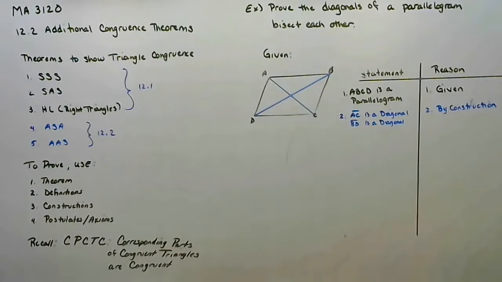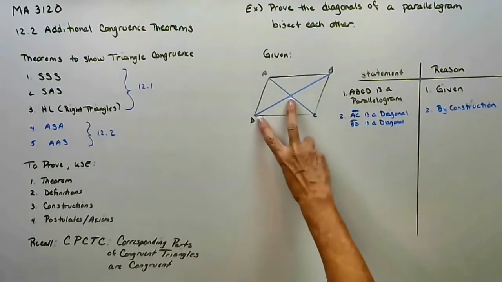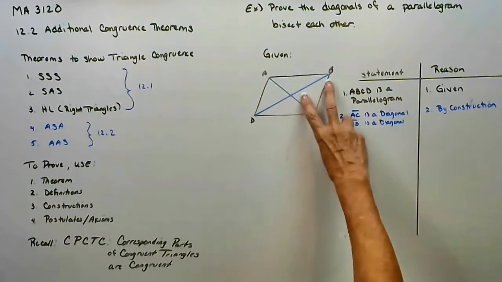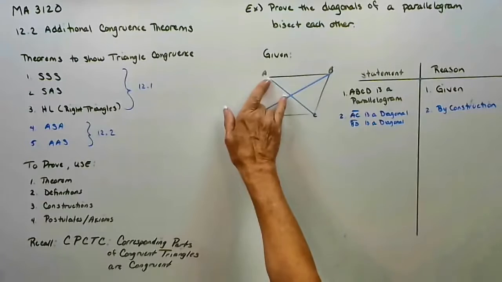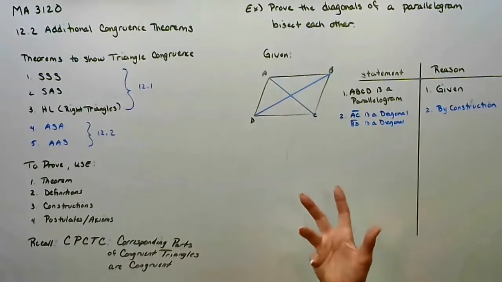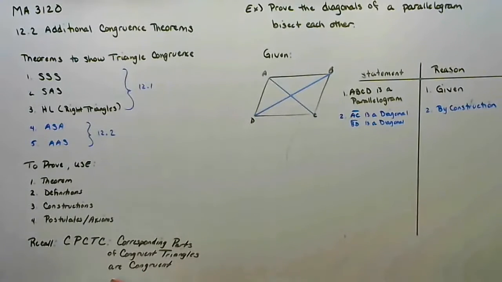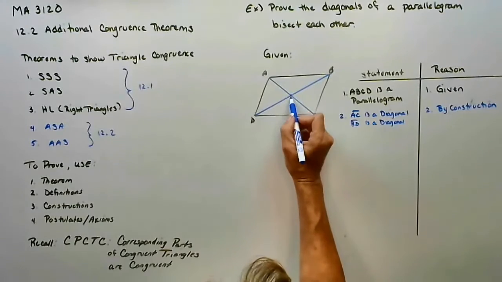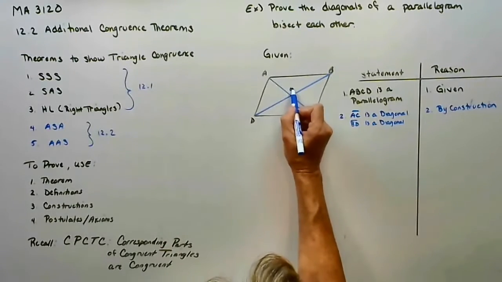Now, what's cool is we want to show that this line segment is congruent to this line segment, because then they bisect each other. And we want to show that this line segment is congruent to this line segment, because then they bisect each other. We've used the letters A, B, C, D, so let's make this point of intersection E.